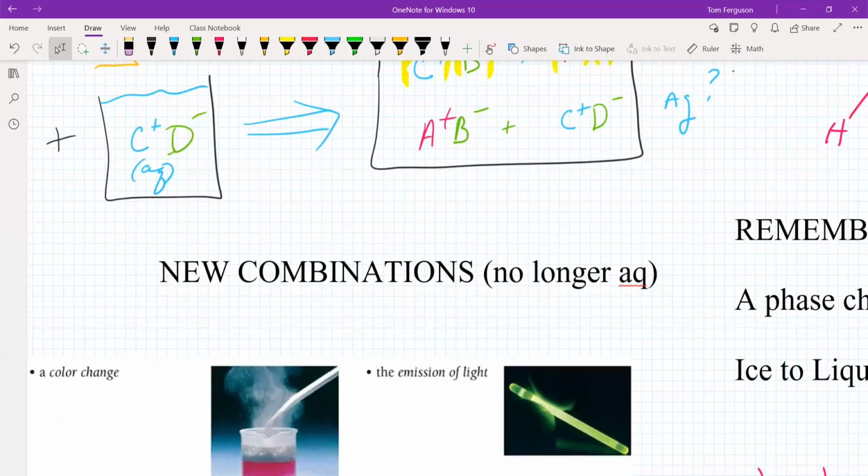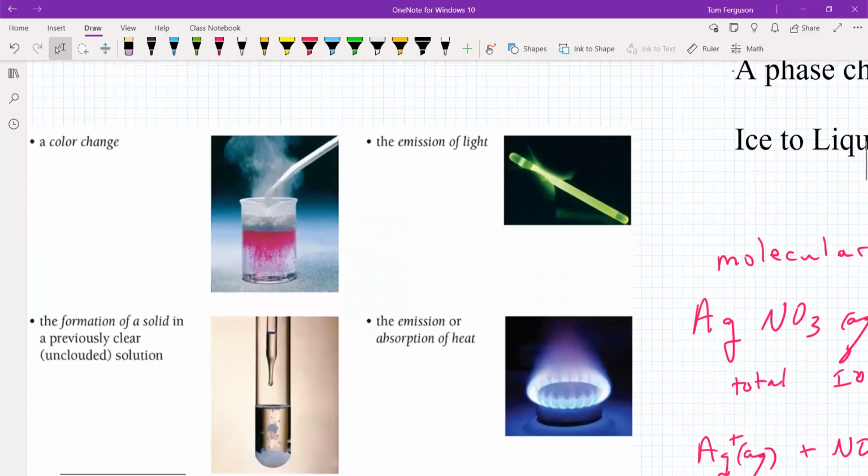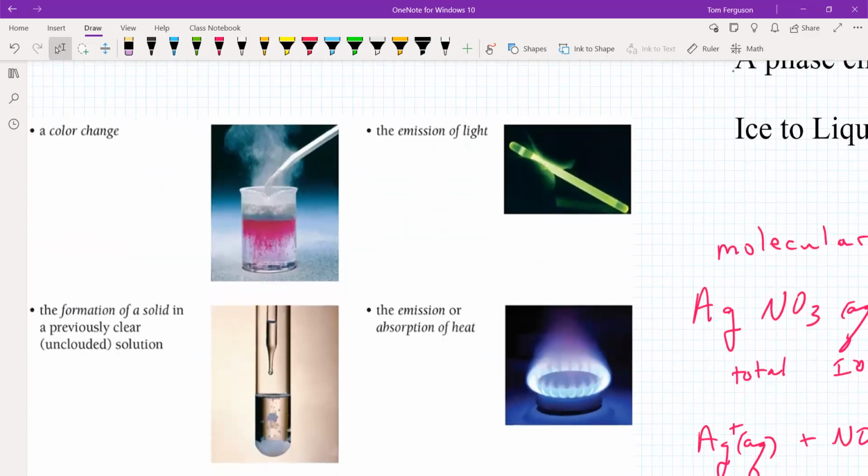So it's the new combinations. So these are the four things that'll happen if something's happening when you dump them together. Color change. It still may be clear though, but there's a color change. Boom. Something's going on. Chemical reaction. Emission of light. Like you've seen the sticks where you break them in half and they glow. Okay, something's going on. Chemical reactions going on.